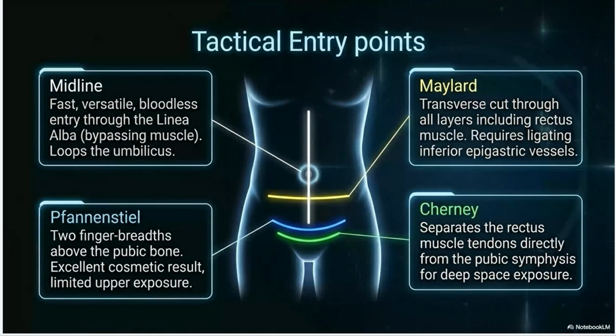Tactical entry points. This slide introduces the concept of surgical incisions, which are the entry points surgeons use to access structures within the abdomen or pelvis. The choice of incision is extremely important because it determines how much exposure the surgeon has to the operative field. A well planned incision allows surgeons to work efficiently while minimizing damage to surrounding tissues.